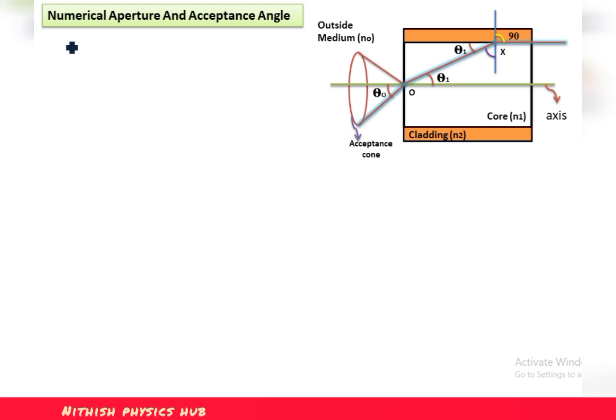In this video, we are going to be deriving an expression for numerical aperture. What is numerical aperture? Numerical aperture is a sine of an acceptance angle. So what do you mean by acceptance angle?